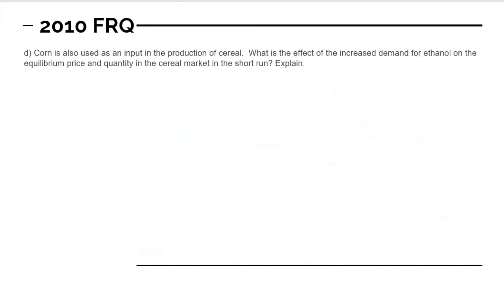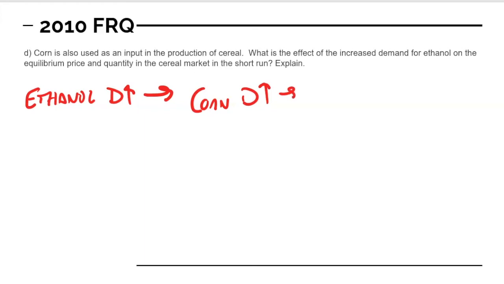All right, the last part, part D. Corn is also used as an input in the production of cereal. What is the effect of the increased demand for ethanol on the equilibrium price and quantity in the cereal market in the short run? Explain. Well, here, if corn is also used as an input in the production of cereal, we know from our previous graph that the increase in demand for ethanol is also going to increase demand for corn. If the demand for corn increases, that is going to lead to an increase in the price of corn and also the quantity of corn.